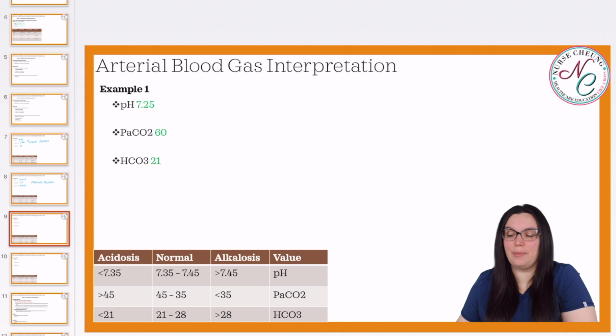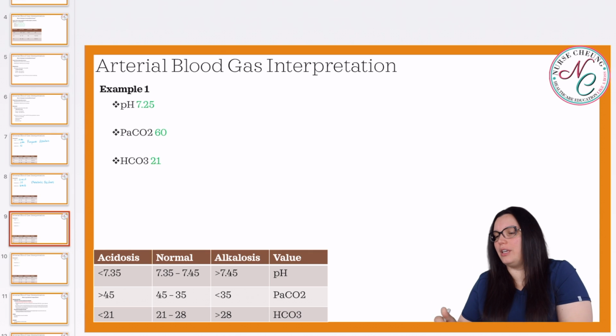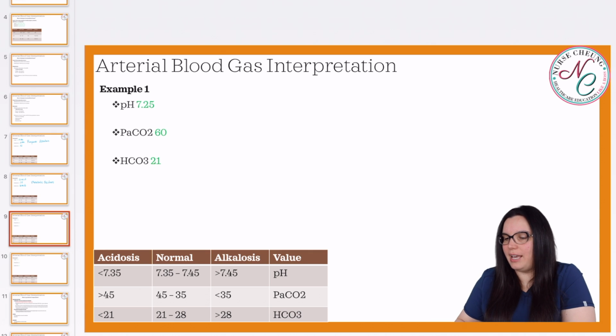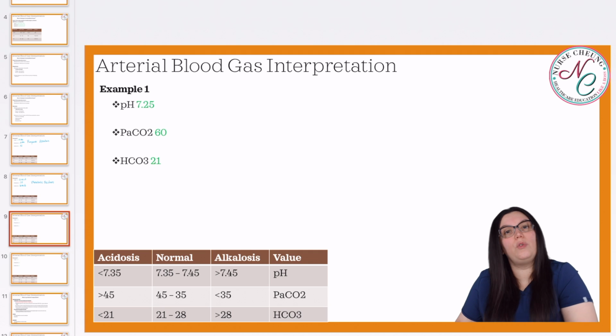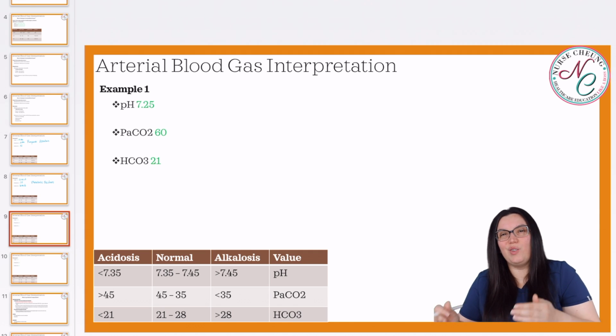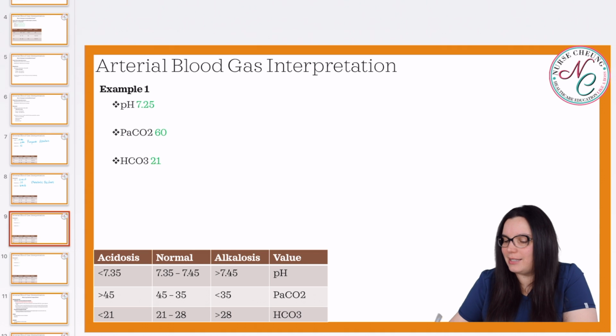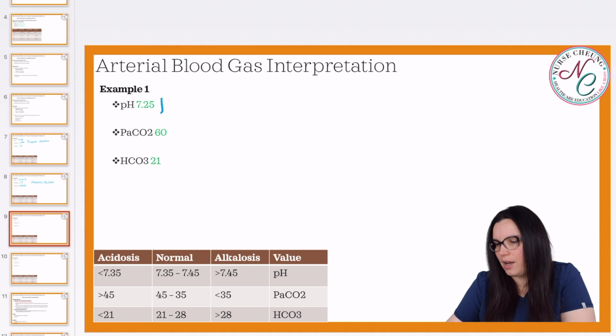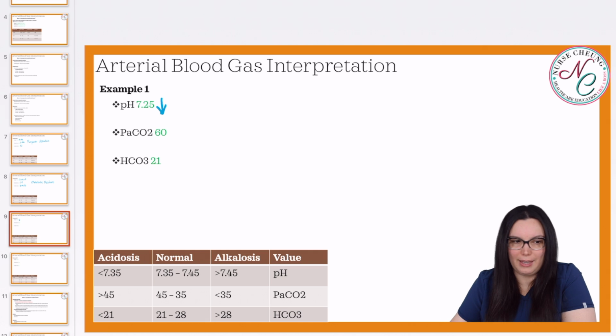So moving on to example 3, we have a pH of 7.25, a PaCO2 of 60, and a bicarb HCO3 of 21. Again, we begin by looking at our pH. Our pH is 7.25. We know normal is 7.35 to 7.45. So this number is low, right? It's less than 7.35, making it an acidosis.